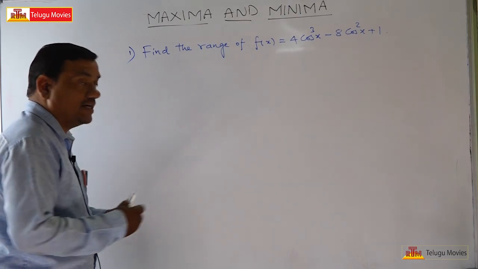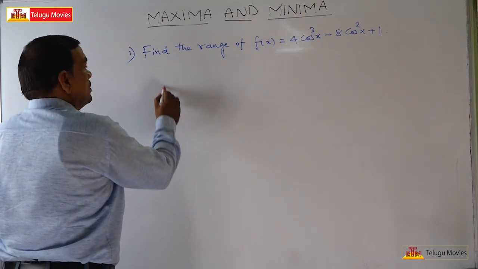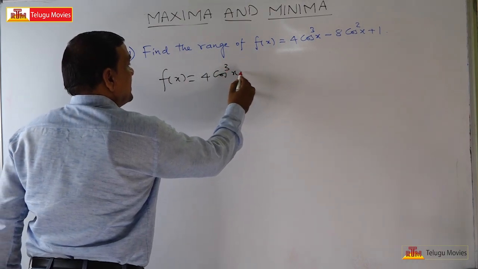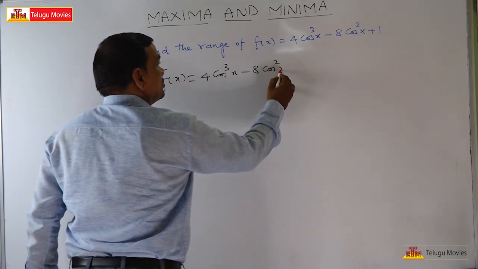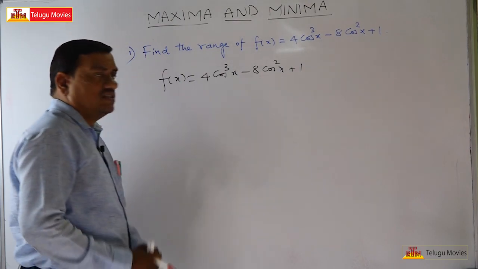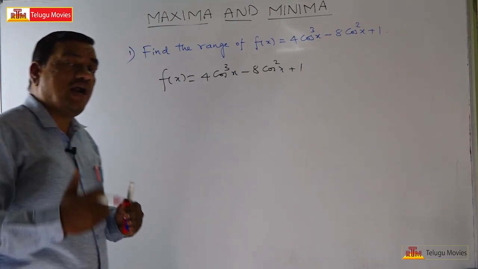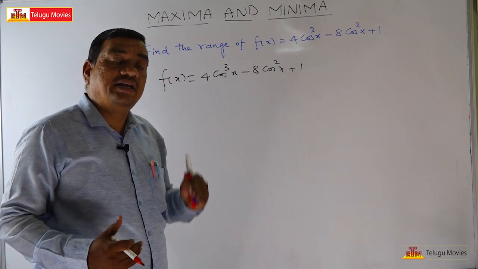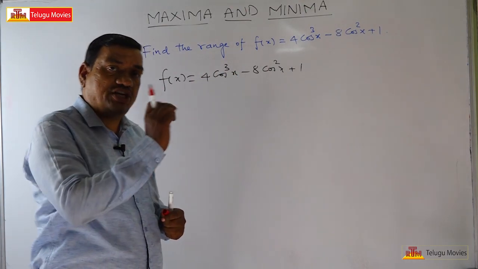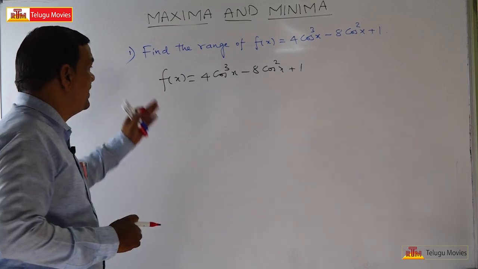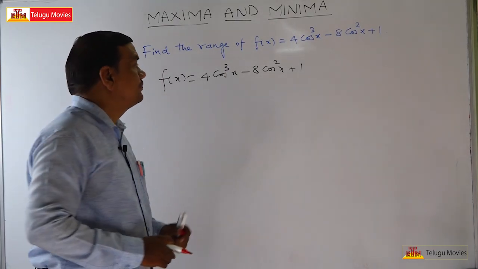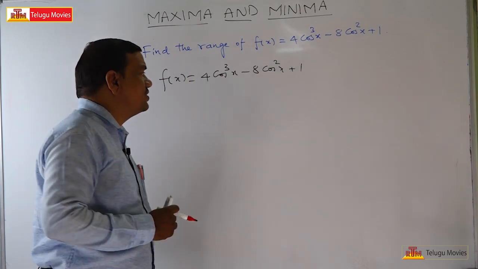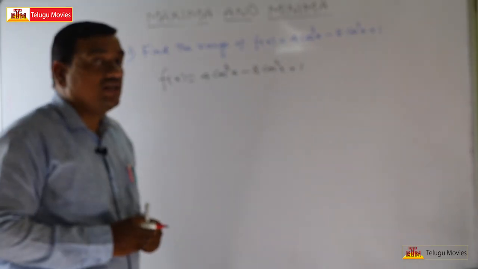Now, let us approach this problem like this. f of x is equal to 4 cos cube x minus 8 cos square x plus 1. Generally, for maximum and minimum values, which occur at critical points, turning points or stationary points, we have to find f dash of x is equal to 0. Finding f dash of x is also easy, but we will approach it in a different way.